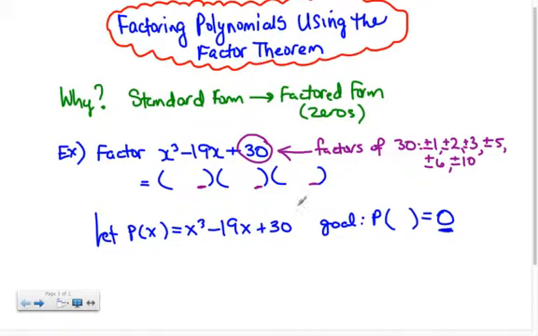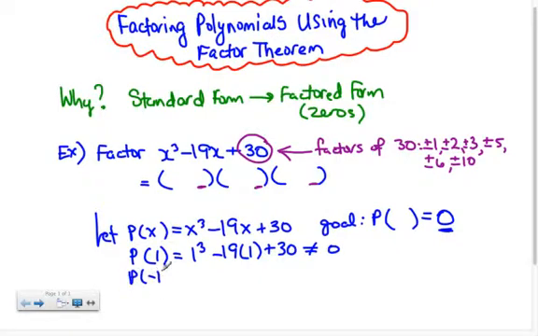All right, so let's start off with 1. If I have p of 1, then I'm going to have 1 cubed minus 19 times 1 plus 30. And you guys can tell me already that that is not going to equal 0. So then we try p of negative 1.